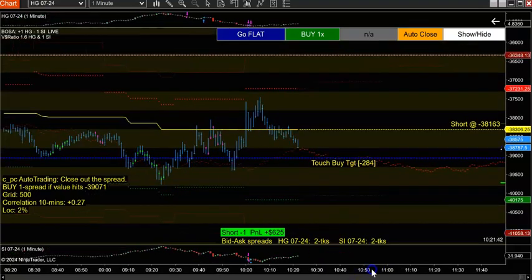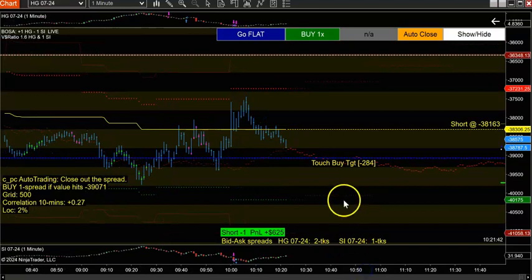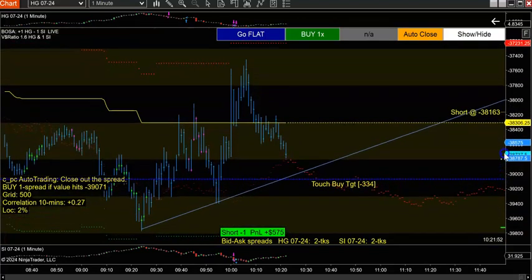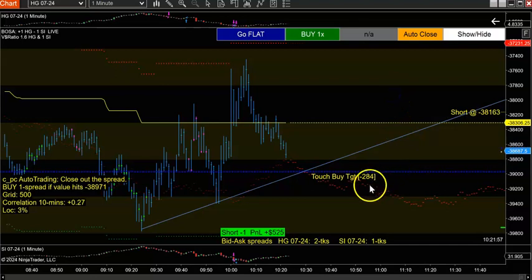So I do see, let's see if we can draw a ray here. And if we do just a simple ray trend line, I think I might move up my target. Let's move it up to here. I'd be happy. That would be about an $800 trade. Yeah, about 800 if I can hit it.